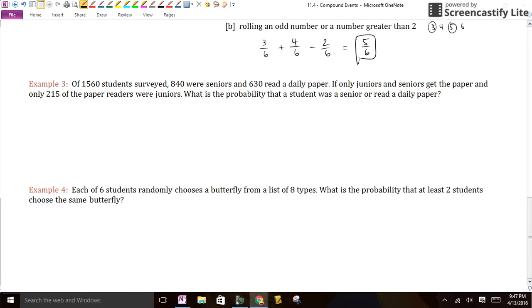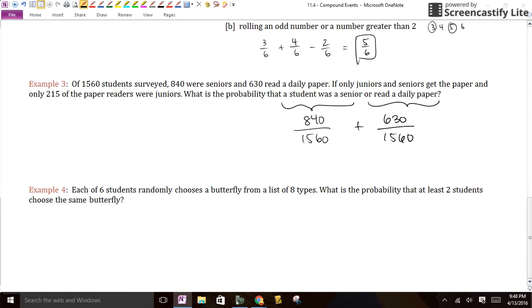Of that, only 250 of the ones that read the paper were juniors. What's the probability that they're either a senior or they read the daily paper? Well, first I'd be like, oh, okay. The chance that you are a senior is 840 out of 1560. And the chance that you read the paper is 630 over 1560. And all I'm going to do is add those together.